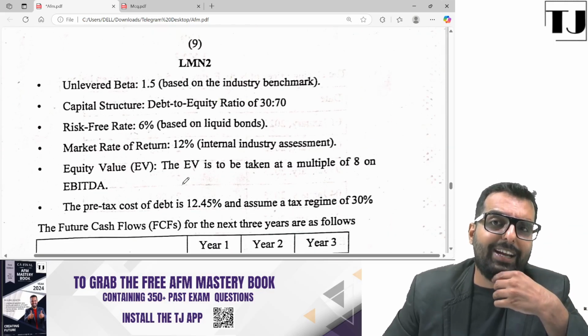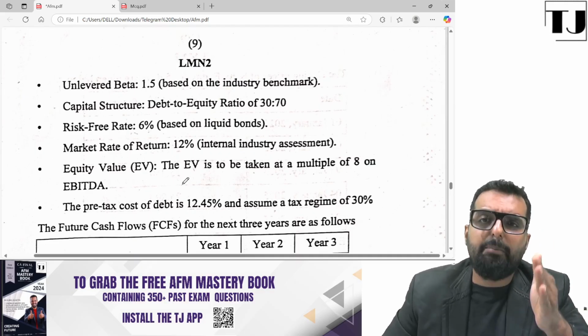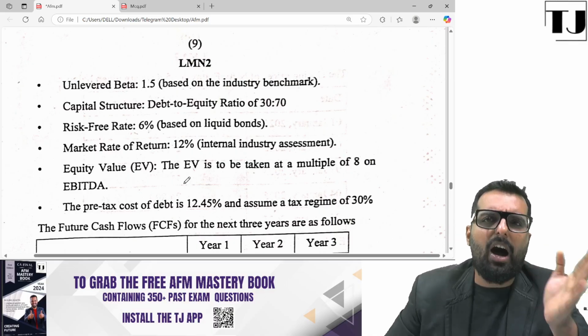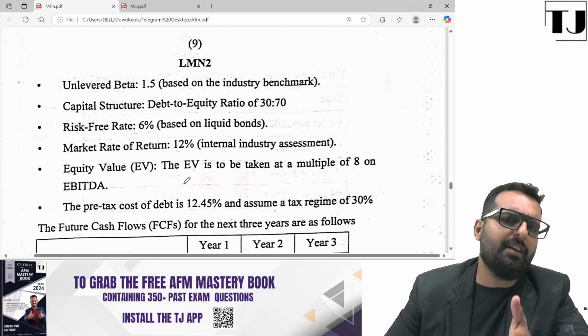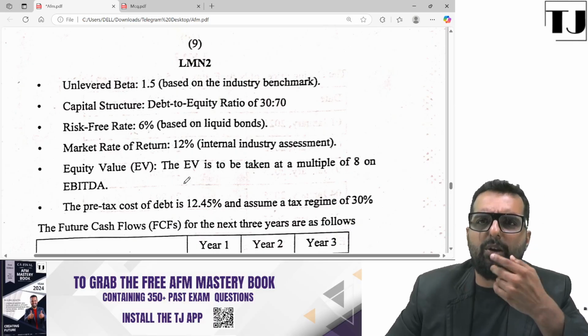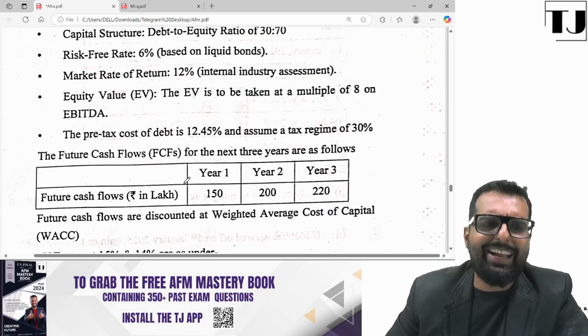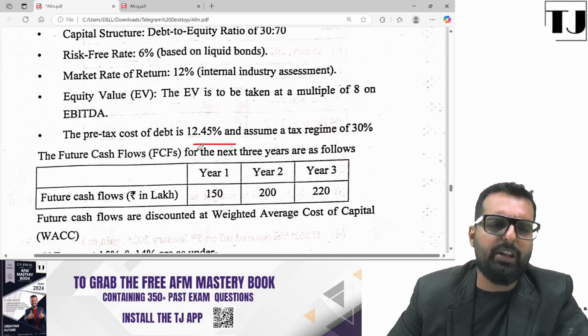How do you find out WACC? KE into weight of equity plus KD into weight of debt. How do you find out KE? RF plus beta into (RM minus RF). How do you find out KD into weight of debt? That is nothing but cost of debt after tax. So you have to take the KD after tax. This is pre-tax, you have to take post-tax.